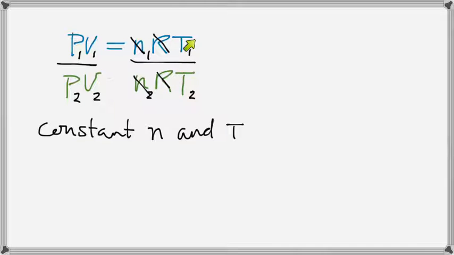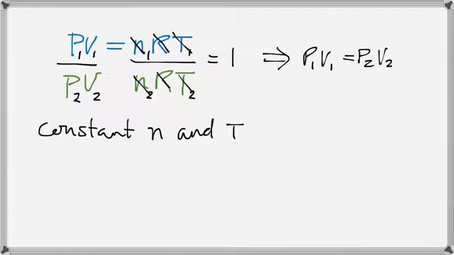So I'm saying the temperature isn't changing. That means whatever it is, T1 is equal to T2, and that cancels out. What is this side equal to now? 1. Everything canceled out. It's equal to 1. So I could rearrange this and say P1 V1 equals P2 V2. Here's Boyle's law. Poof! Out of the ideal gas law.